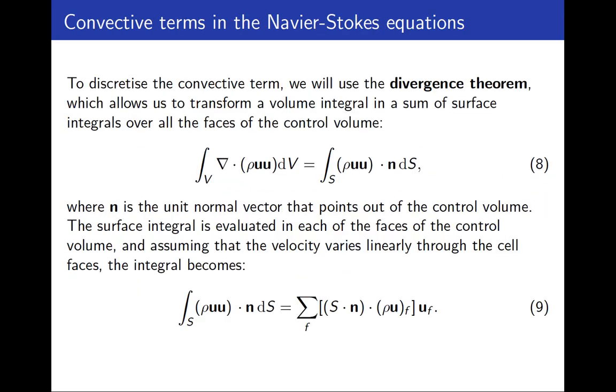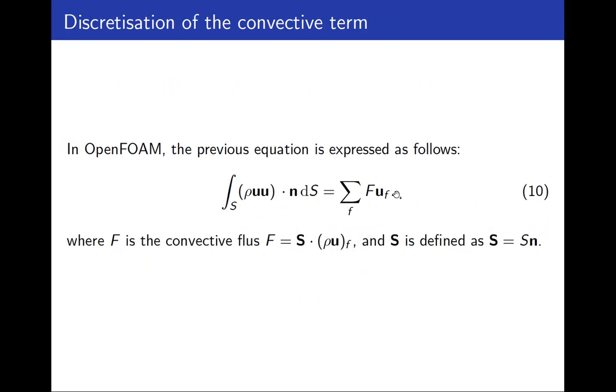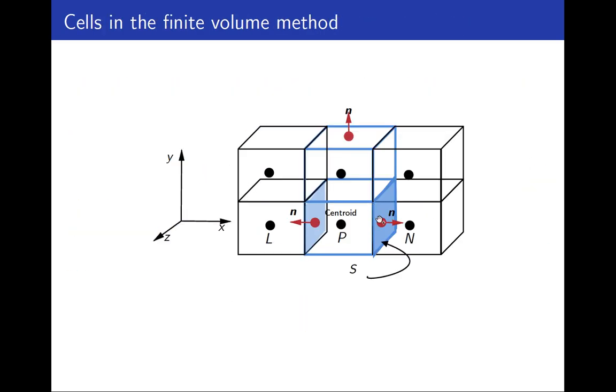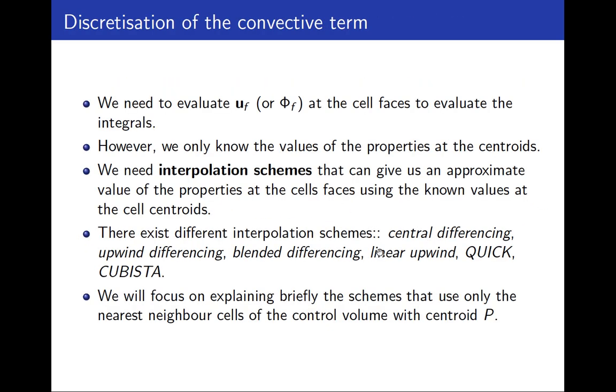That means that in order to evaluate these quantities, we need to use an interpolation scheme that will use the values at the centroids of the cells to evaluate the values of the property at the cell phases. There exist different interpolation schemes. One of the most popular is the central differencing, but you can also find in the literature the Upwind differencing, blended differencing, linear Upwind, QUICK, CUBISTA. But in this presentation, I just want to explain the basics of these interpolation schemes.